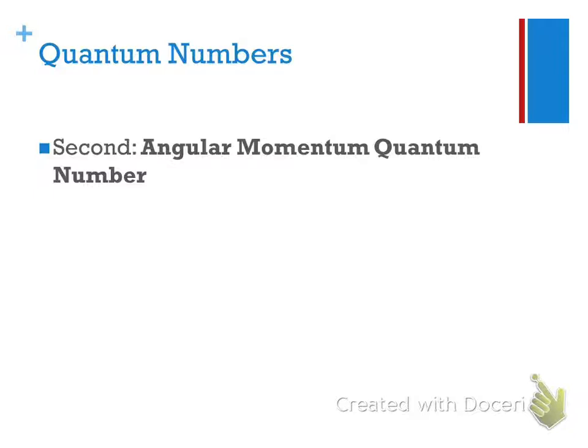So the second part of our quantum number, out of the 4 parts, is called the angular momentum quantum number, and it's symbolized by an L, okay? This is not a 1, it's an L. Okay, and I usually do mine in cursive so I don't confuse it with a 1.